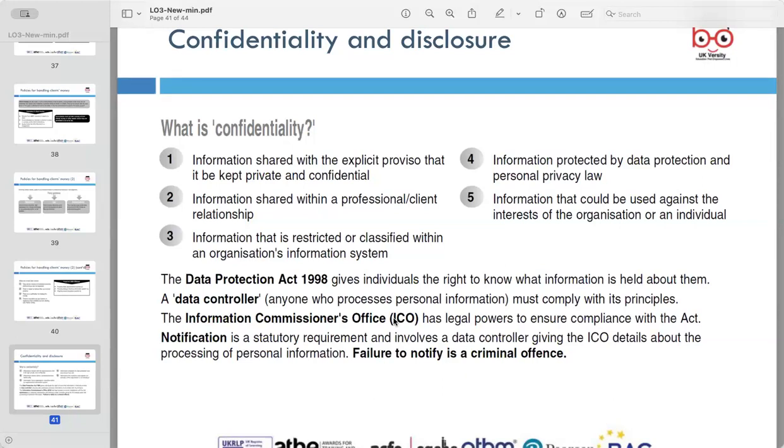But obviously, there are some circumstances where disclosure of confidential information may be permissible, such as when authorized, when there is a professional or legal duty to disclose, or when disclosure is necessary to fulfill contractual obligations.